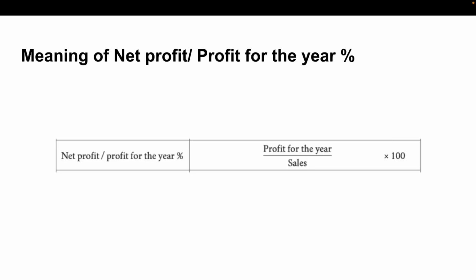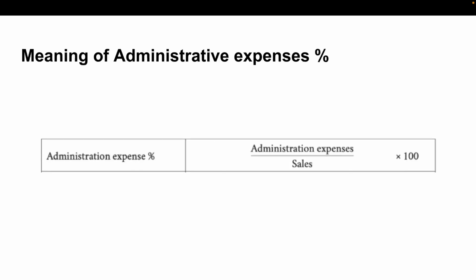Moving on to the next one, administrative expenses. This ratio shows how much of sales revenue is consumed by administrative costs. And just for those of you who don't know, administrative costs are costs that are not directly associated with finance or with delivering the goods.